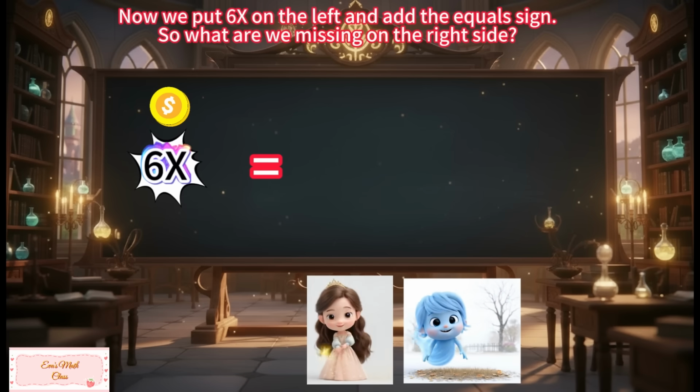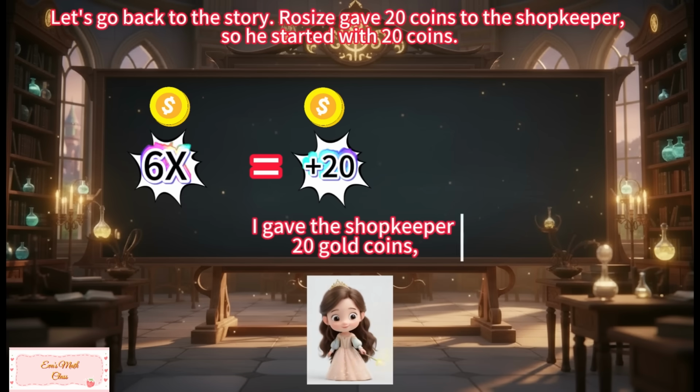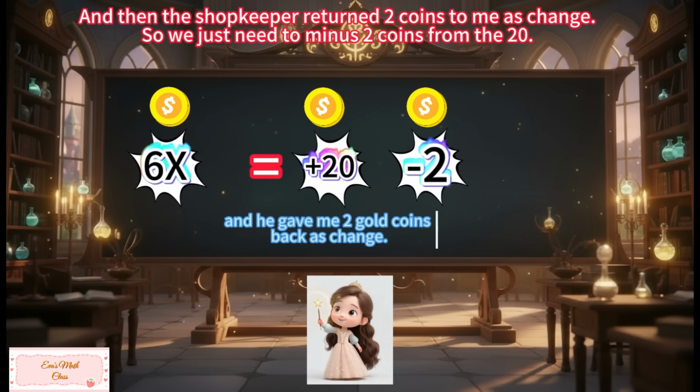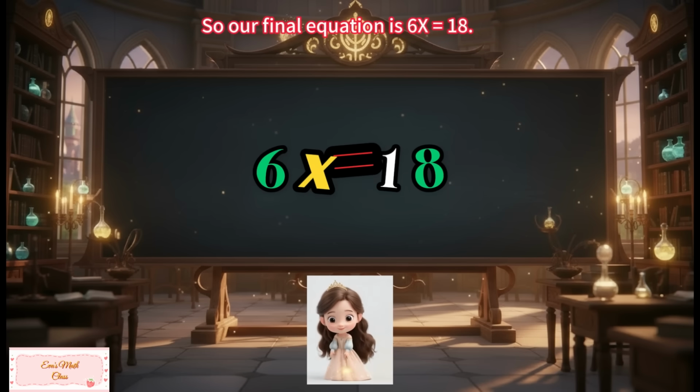So what are we missing on the right side? Let's go back to the story. Rosie gave 20 coins to the shopkeeper, so he started with 20 coins. And then the shopkeeper returned 2 coins to me as change. So we just need to minus 2 coins from the 20. So our final equation is 6x equals 18.